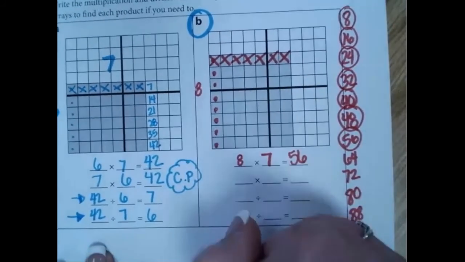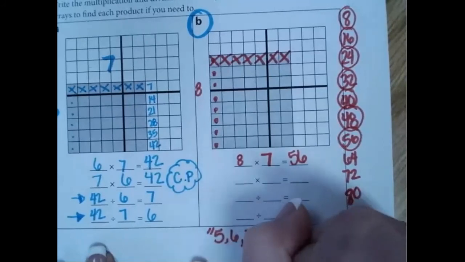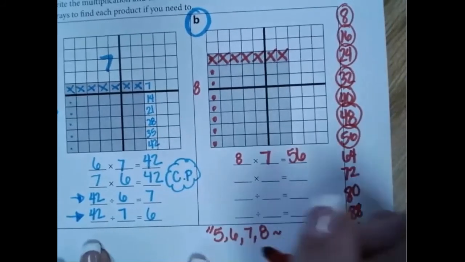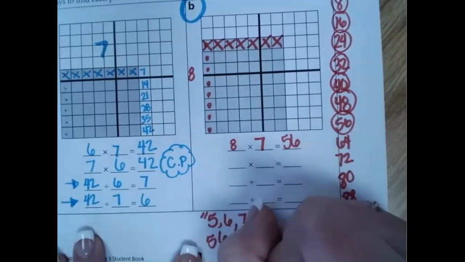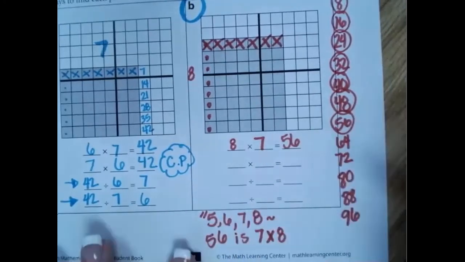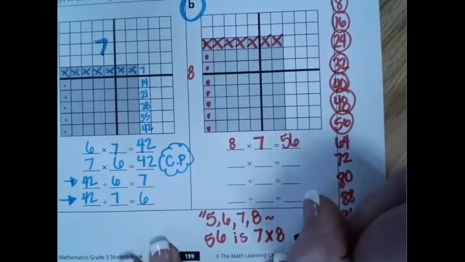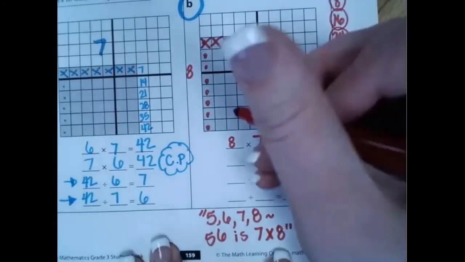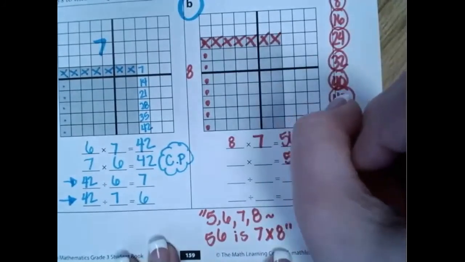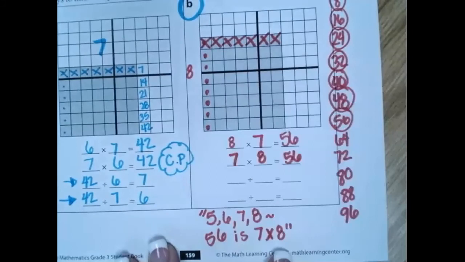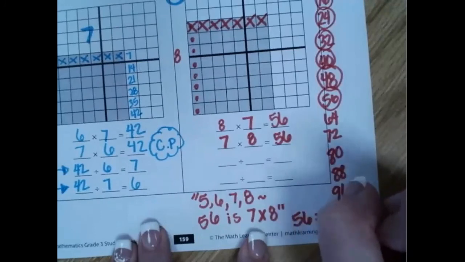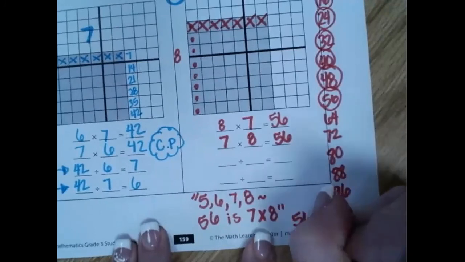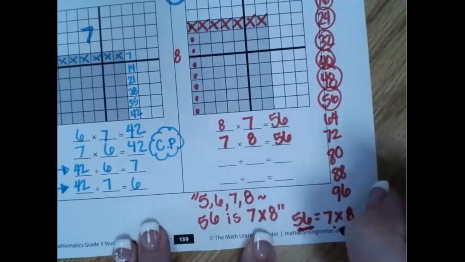So we're going to write that down. That's a little cheer. 5, 6, 7, 8. 56, remember the equal sign means is. 56 is 7 times 8, which basically is just saying 56 is equal to 7 times 8 and 8 times 7. And it's just saying it like this. 56 is equal to 7 times 8.